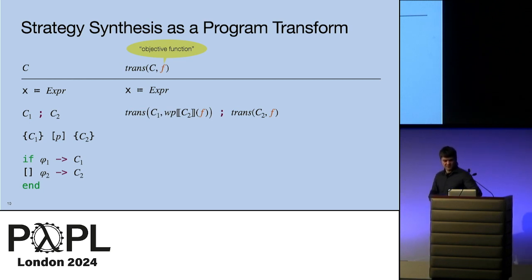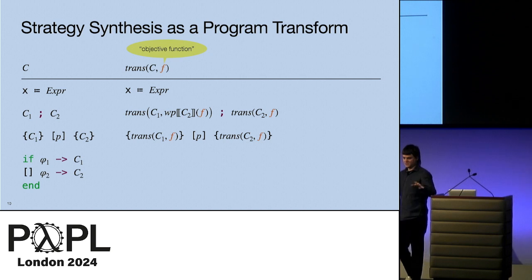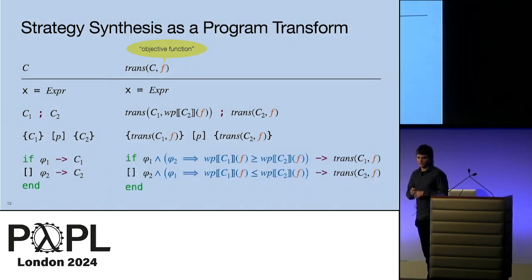For the sequential composition, we again move backwards. So we apply our transformation to the right-hand side, and then to the left-hand side, but with a transformed post-expectation obtained by applying this WP computation. For probabilistic choice, we simply recurse into both branches.